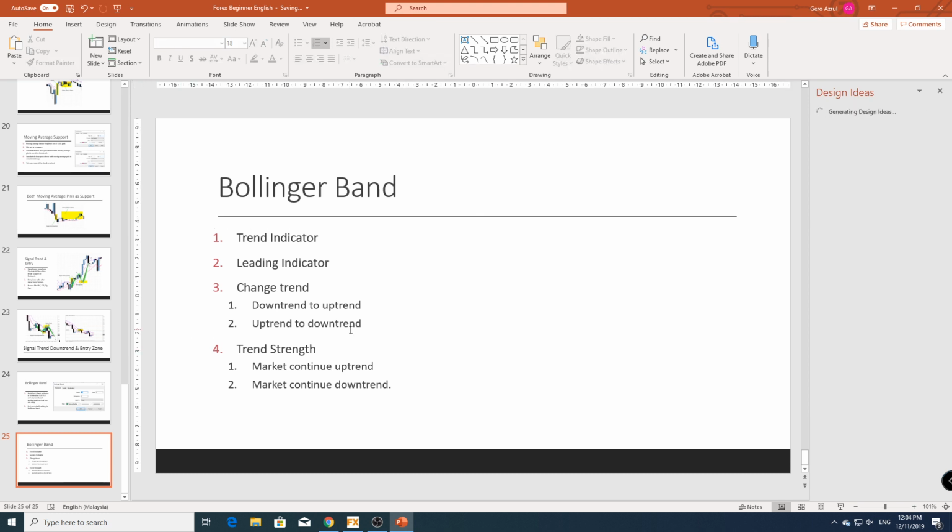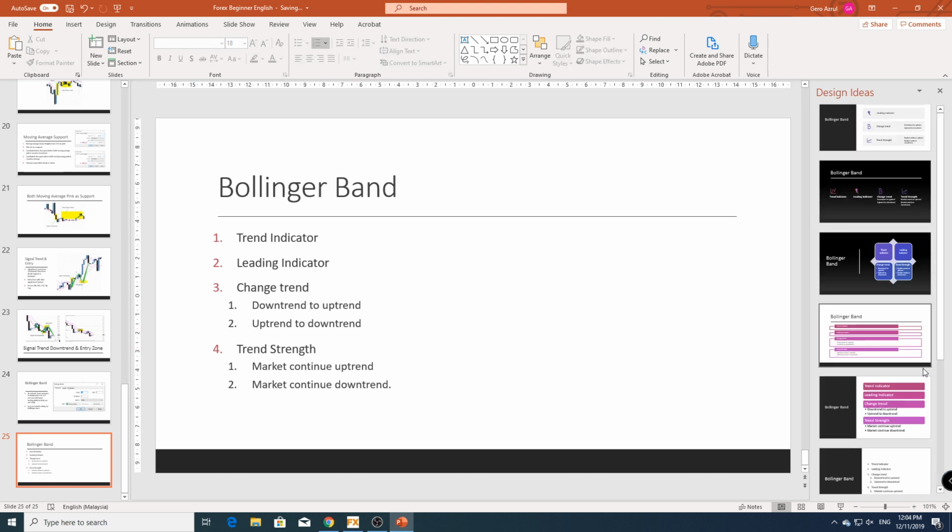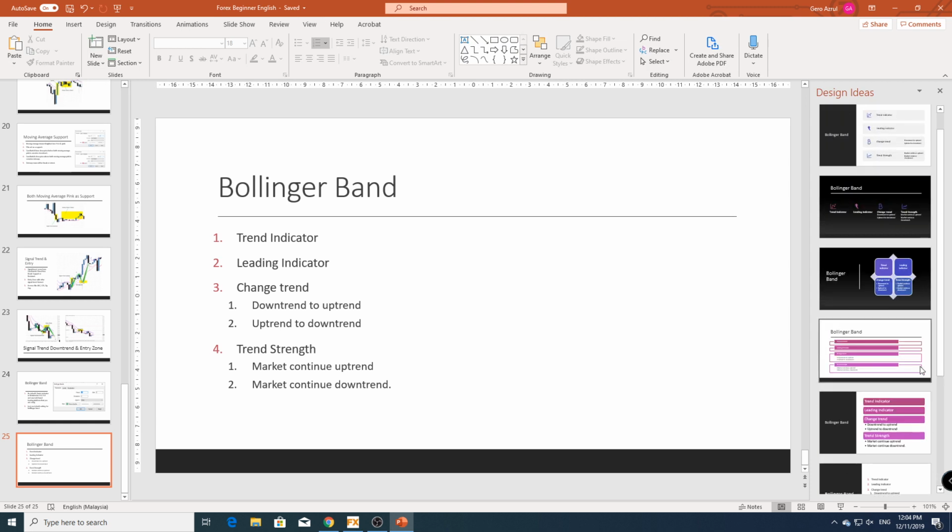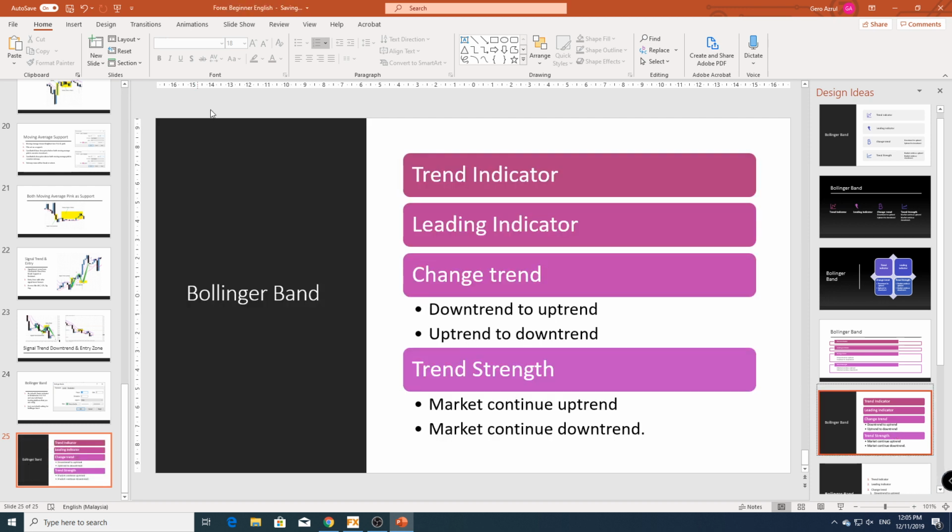This is the Bollinger Band. This is the very specific ability of the Bollinger Band. Okay, so put this way: it's a trend indicator, a leading indicator, it changes trends. It's a trend strength. All right.